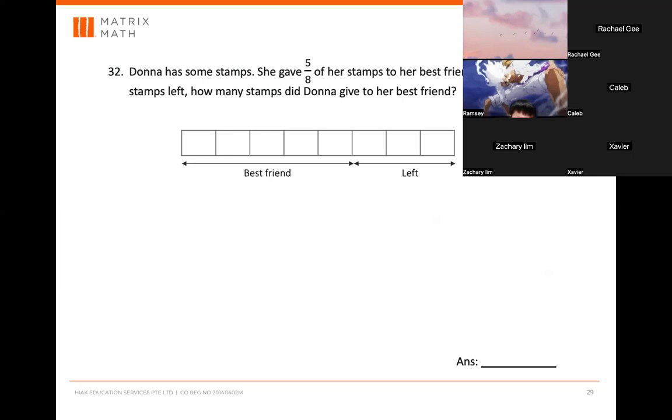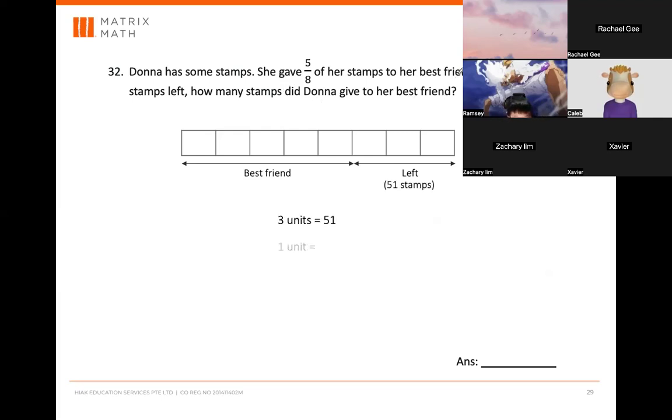And in this amount we are given a value, which is 51. We know that she has 51 stamps left. How many stamps did Donna give to her best friends? So 3 units is 51. 1 unit will be 51 divided by 3, which is 17.